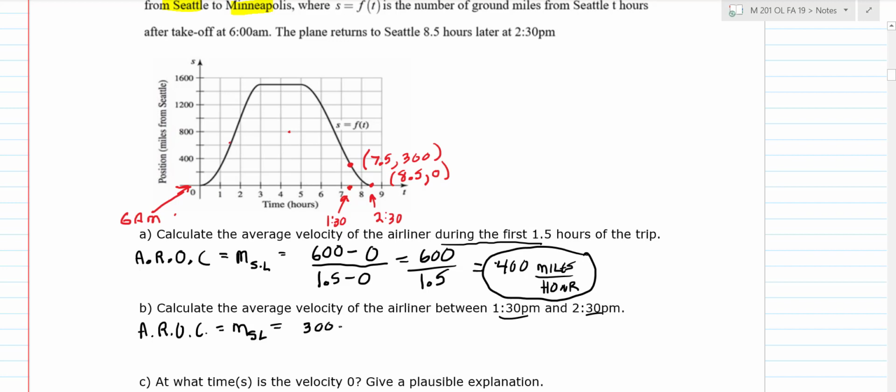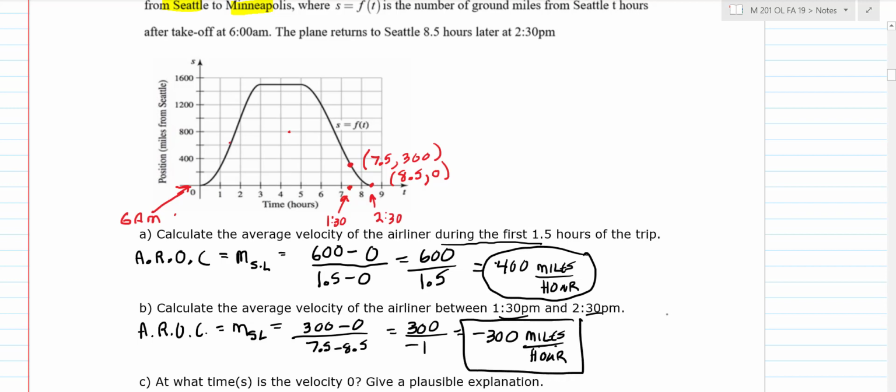I'm going to go 300 minus 0, but if I choose to do the change in y, the change in position, that way, then I've got to do the change in time the same way. So if I do this, I get 300 over negative 1, so I get negative 300 miles per hour. You may not be familiar with a negative, but velocity can be negative. What do you think that means if the velocity is negative?